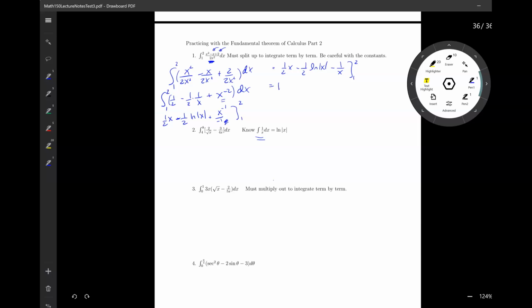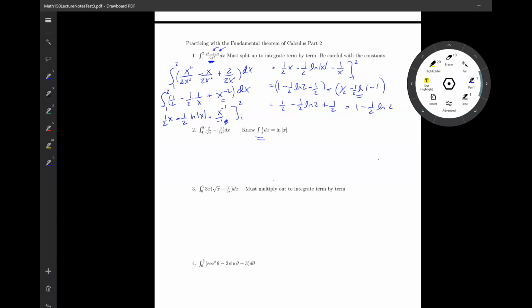So if I plug in the 2, I get 1 minus 1/2 ln of 2. And the absolute value of 2 is 2, so I can leave it like that, minus 1/2, subtract off, plugging in 1, so I get 1/2 minus ln of 1, which I know is 0, minus 1. So this term is 0. So I have 1 minus 1/2, so that's 1/2 minus 1/2 ln of 2. And inside here, this is 0, so I have 1/2 minus 1. So that's a negative 1/2 with a negative, so that's a positive 1/2. So all told, I get 1 minus 1/2 ln of 2.